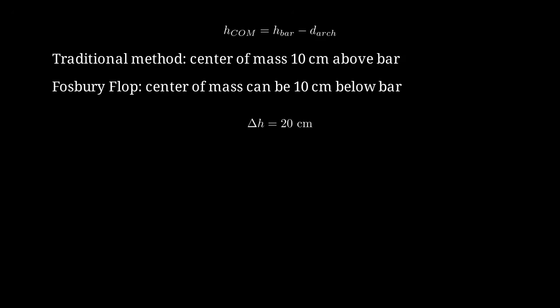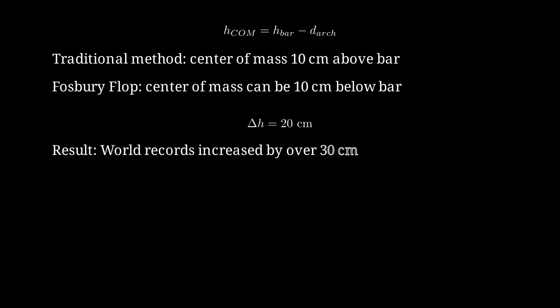This 20 centimeter difference is enormous in high jumping. It's the difference between an Olympic medal and not making the finals. After Fosbury introduced this technique in 1968, high jump world records increased by over 30 centimeters in the following decades. Today, virtually all elite high jumpers use the Fosbury Flop.